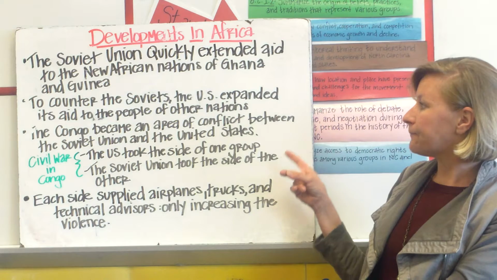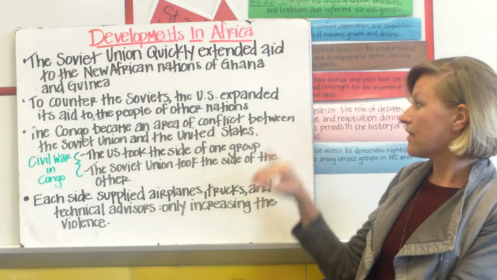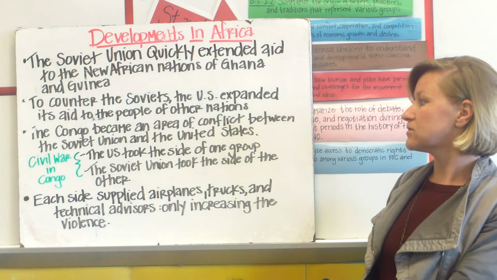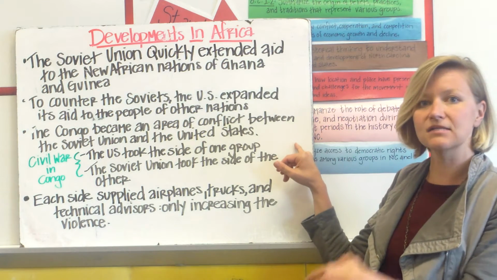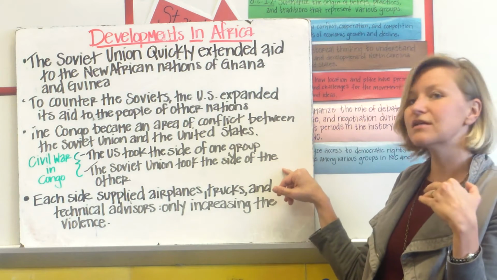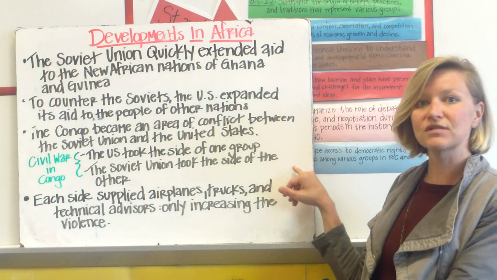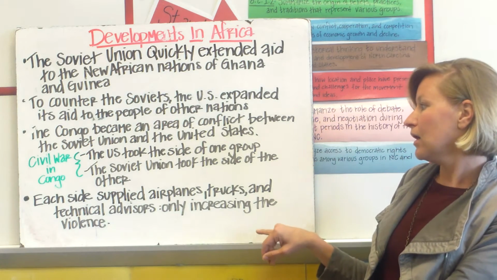Also, another area of conflict was the Congo, and this is of course also between the United States and the Soviet Union. So the U.S. takes the side of one group that's in a civil war, and the Soviet Union takes the side of another group that was in the civil war. So we see a hot spot there in the Congo as well.